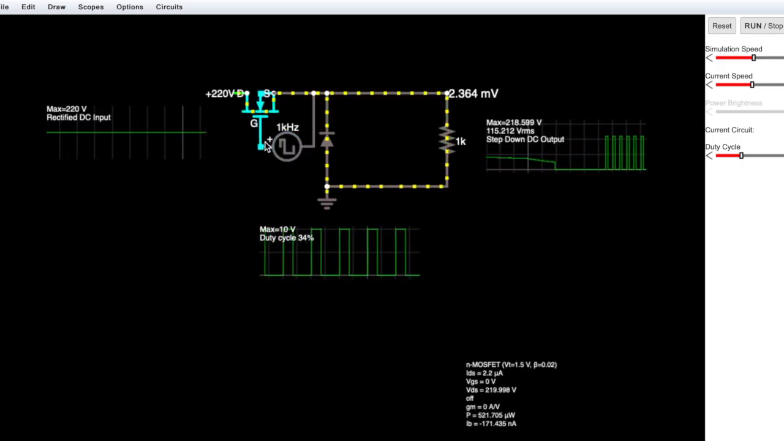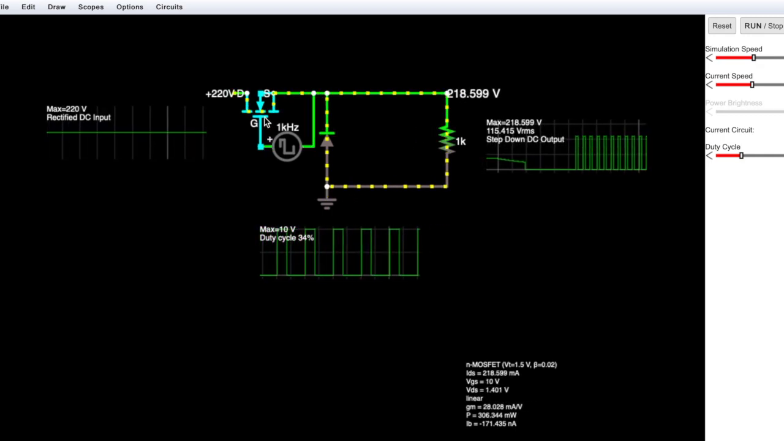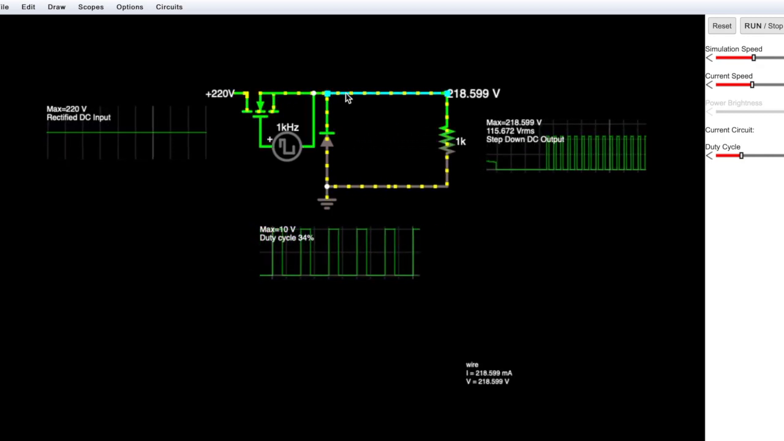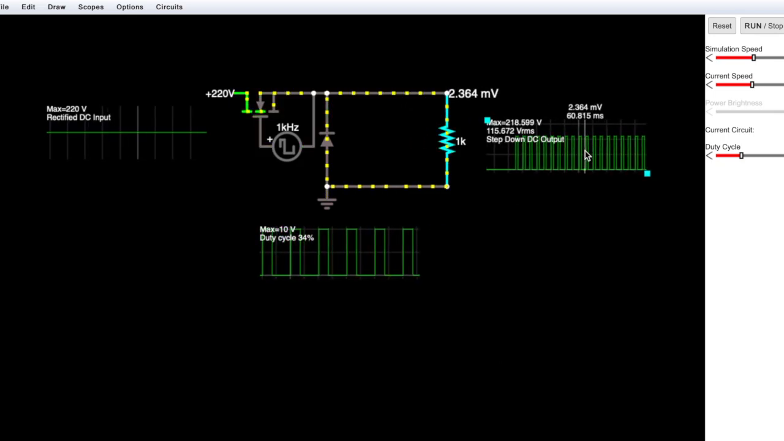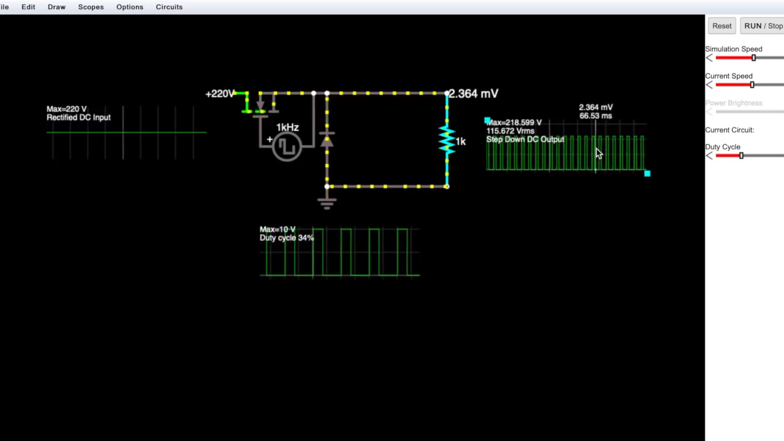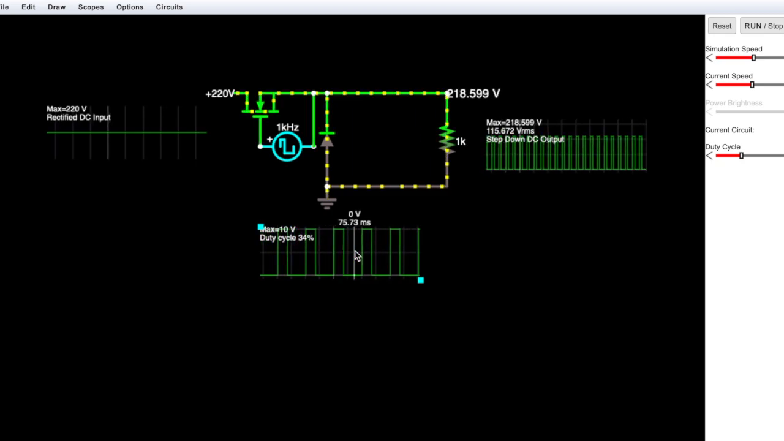Now, as you see, as this turns green, that is, as the gate is open, the current flows, and the output is more or less the same shape and figure as the control voltage.